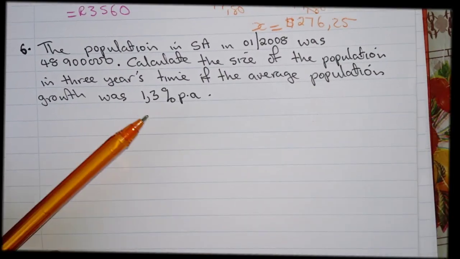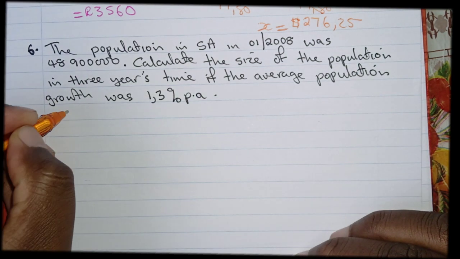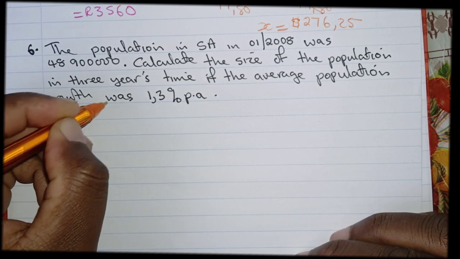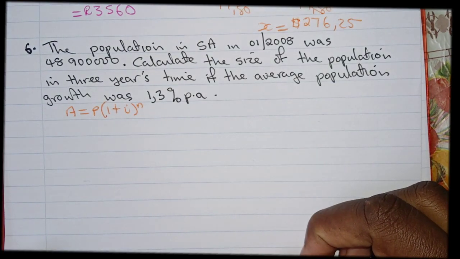And then finally, we get to the last question, population growth. Now, population growth, we say population grows exponentially, especially in the early years of population growth. It follows the exponential model, right? And the formula that we use for population growth is 1 plus i to the power of n. So it follows the compound interest formula.